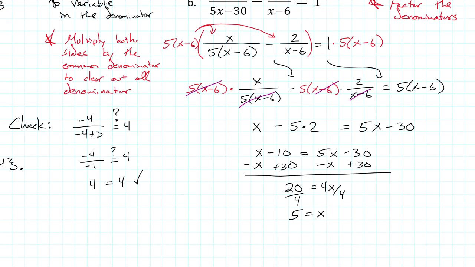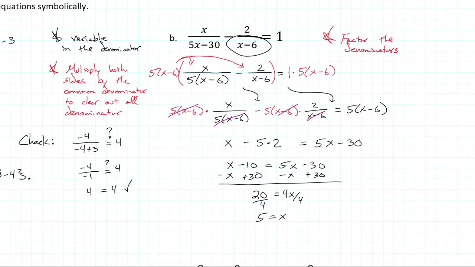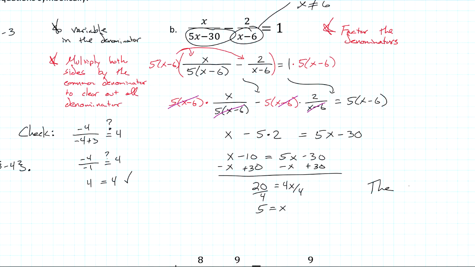So 5 equals x. Now, real quick, we want to check this in the original. The domain of the original for both of these is that x cannot equal 6. The number we got is not a 6, so we are totally good here. We can say now that the solution set is the set containing just the number 5. I'm not going to continue doing checks, but we could check that, and it will work out just fine.